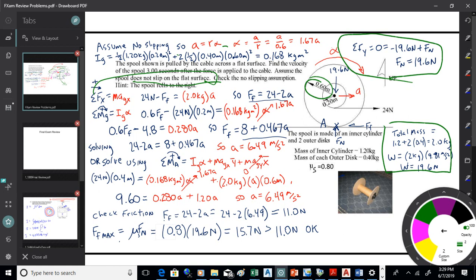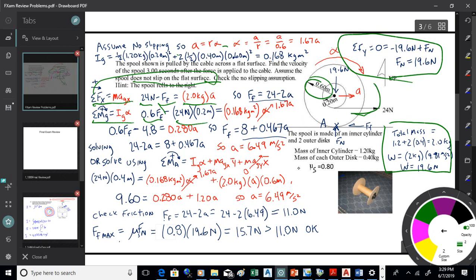All right, now when you got a rolling thing like this, there's two approaches. You can go just like we were doing just a minute ago. Sum of Fx is m a_gx, and sum of M_G is I_G alpha. So 24 newtons pulling to the right, it's positive. Friction to the left, that'll be m a. And then the moment about the center of gravity will be the 0.6 times the force of friction, calling clockwise positive, minus the 24 times that inner radius of 0.2, because that'll come around like that. Get two equations and two unknowns, you can solve for the acceleration.